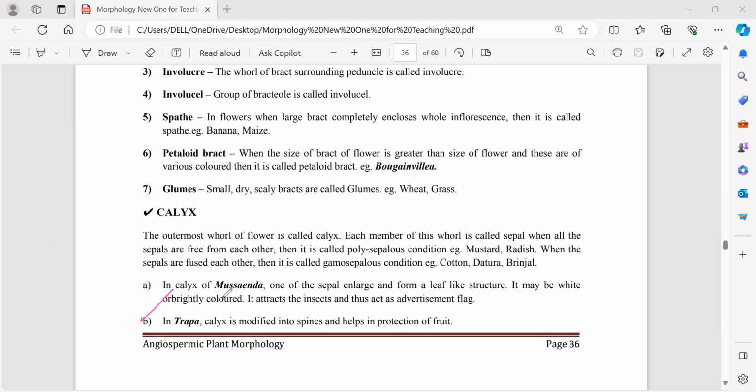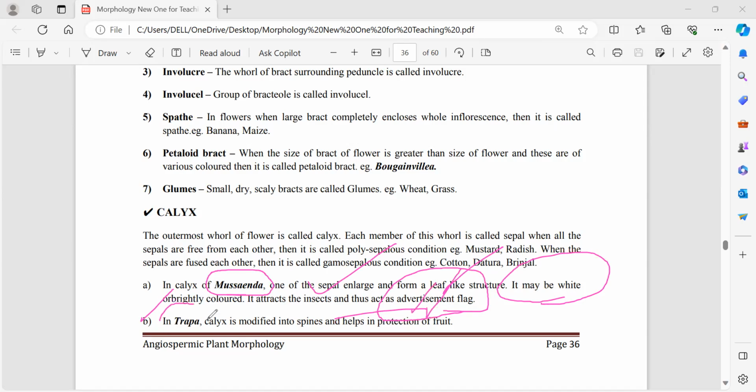मैं फिर से बोलूं तो शायद आपको समझ नहीं आया. No, sir, समझ आया. रिपीट करता हूं मैं. मुसैंडा एक एग्जाम्पल है. वहां पे कैलिक्स में एक सेपल बड़ी हो जाती है and that sepal becomes leaf-like, and it can attract insects and attain many colors, so it becomes an advertisement agent for this flower. So it is a flag which we call as advertisement flag.